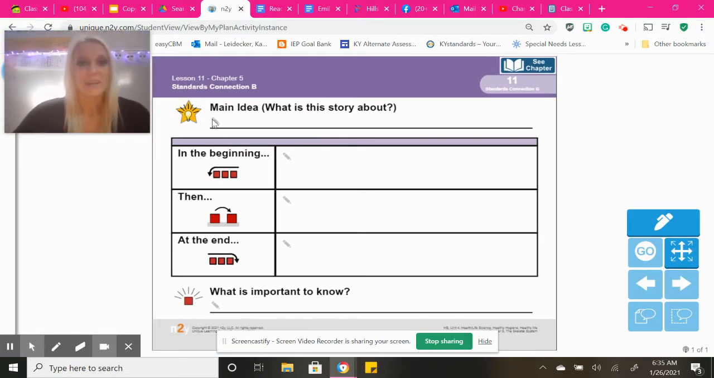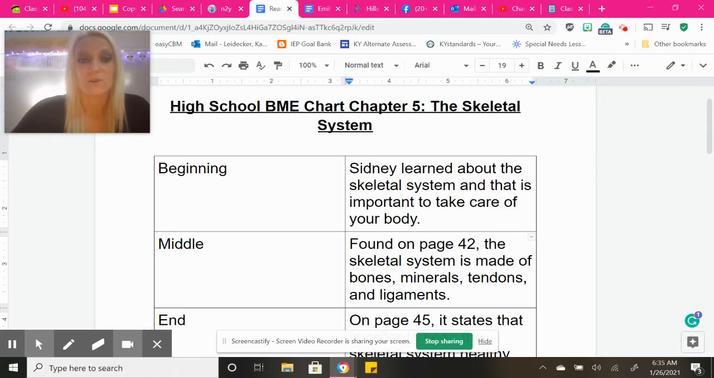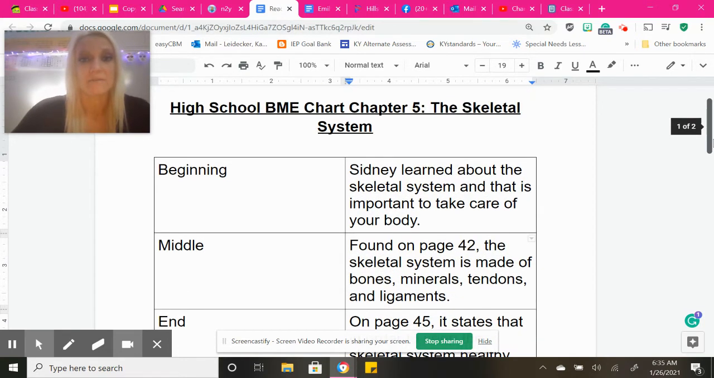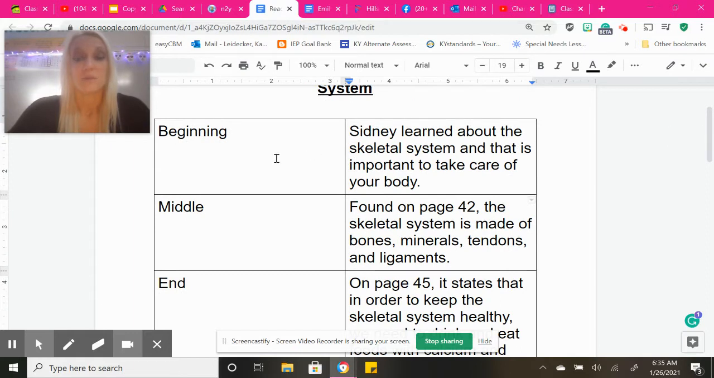Okay, yes, so right here, you click the main idea. So I want to know what you think the story was mostly about. What was the most important thing that you learned about in chapter 5? And then if you want to pause the video on this so you can fill out that chart, I have chapter 5, the skeletal system. So in the beginning, in the middle, and in the end.